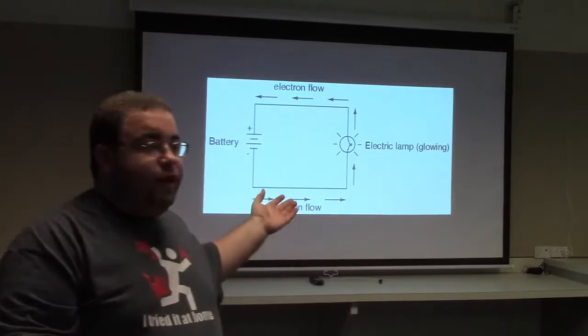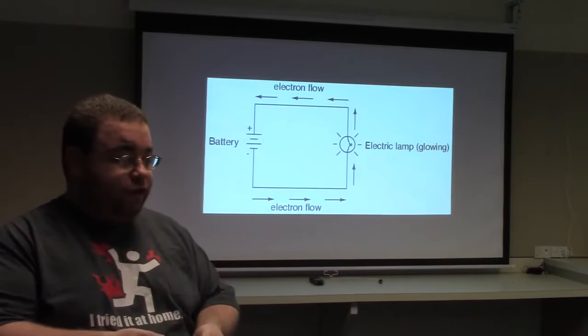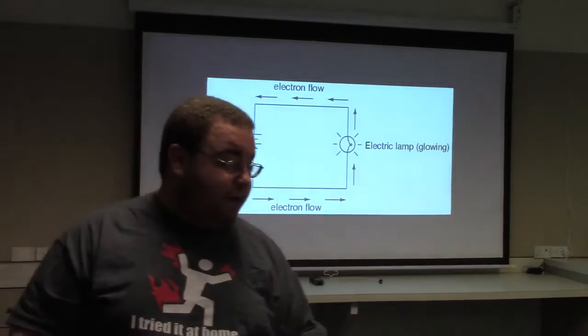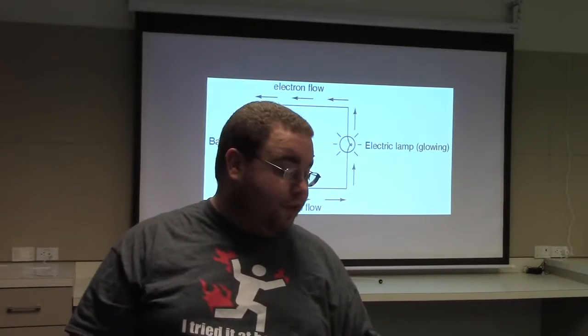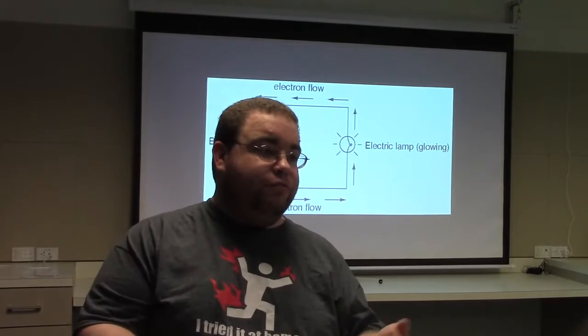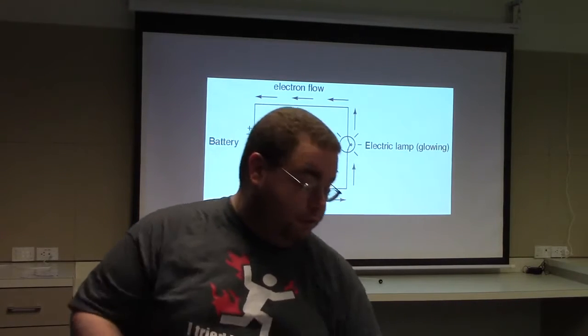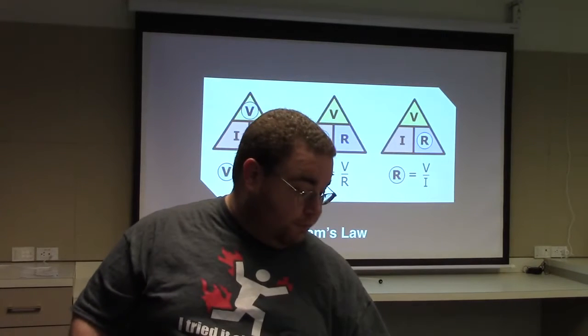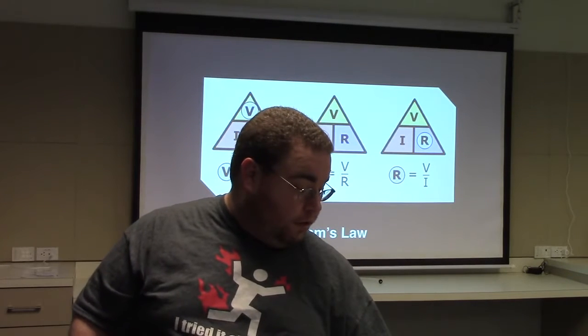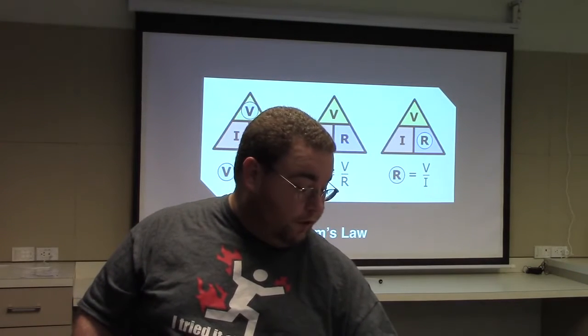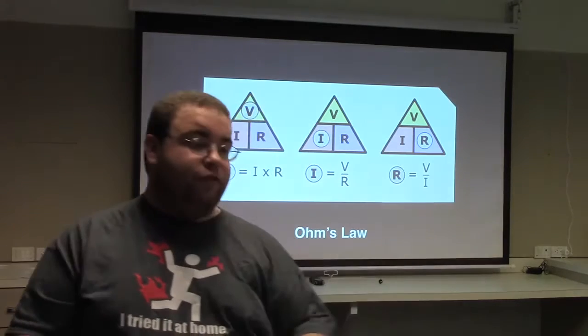This circuit only has one path through it. And so we can figure out, if we know that the battery is, say, a 5-volt source, and the lamp has 10 ohms of resistance, we know the current is going to be 5 divided by 10, so 1/2 an amp.